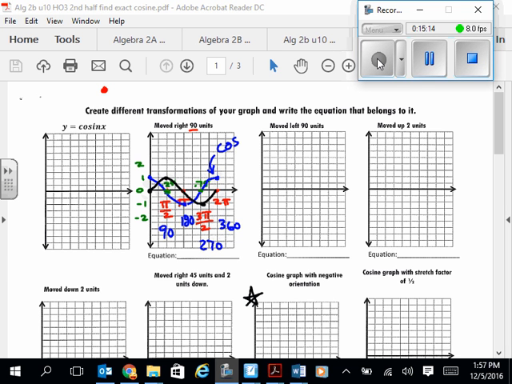All right, let me have one of them to show that you can move it over and it'll match. If I'm moving sine over so it will match cosine, I just want to shift it to the left. And when I do, it lands right on it.